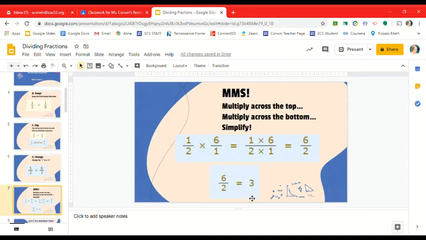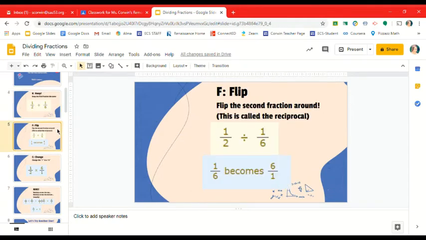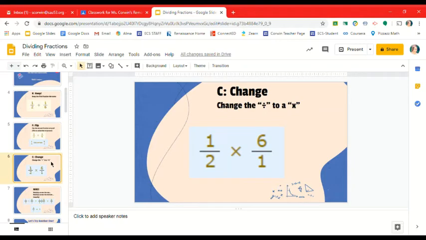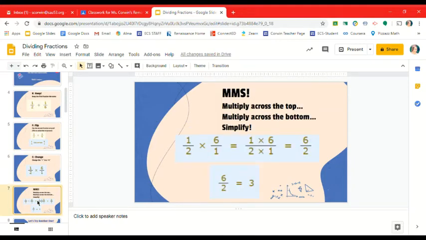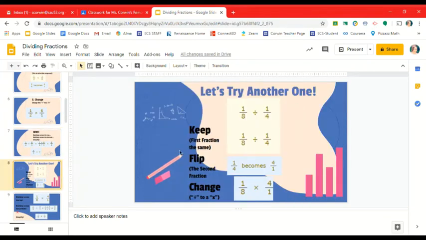So we have KFC. Keep the first fraction the same. Flip your second fraction. Change the division to multiplication. And then multiply across the top, multiply across the bottom, simplify. Let's look at another one. This one I didn't space out quite as much. So we have 1/8 divided by 1/4.